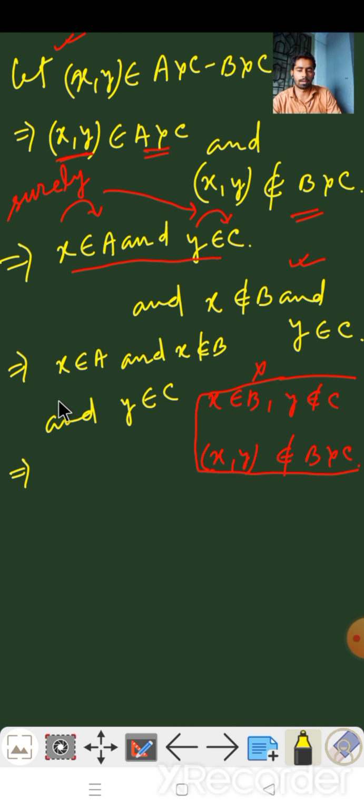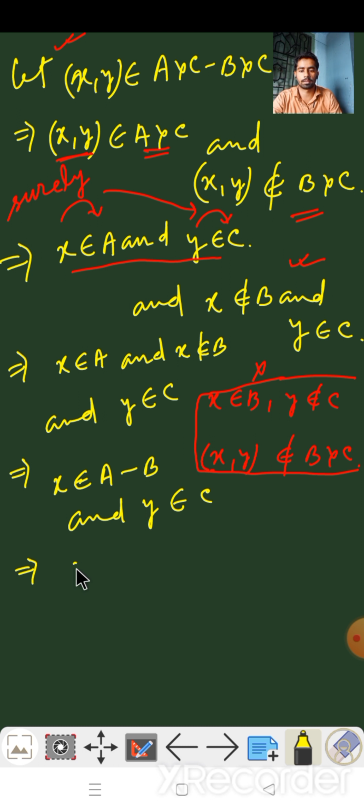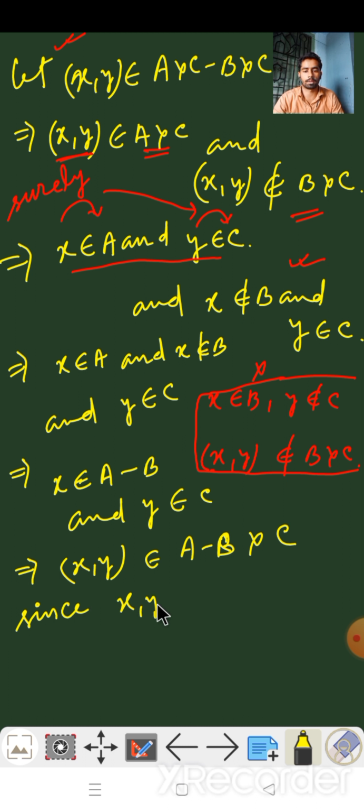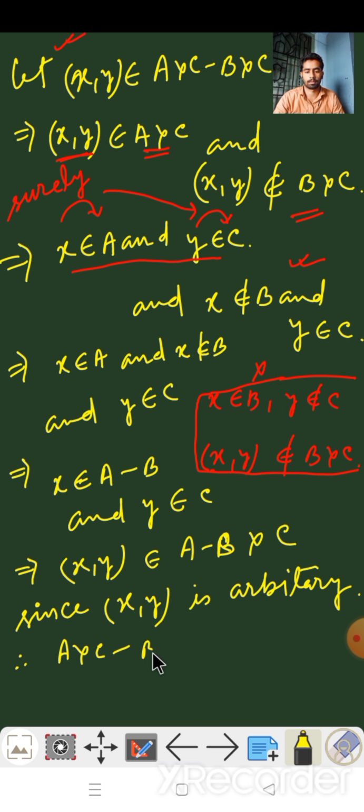We can concisely write this as above: x belongs to A and x does not belong to B and y belongs to C, and therefore from the first two portions we have x belongs to A difference B and y belongs to C, which implies that the ordered pair (x, y) belongs to (A difference B) cross C. Since (x, y) is arbitrary, we can write that (A cross C) difference (B cross C) is a subset of (A difference B) cross C.